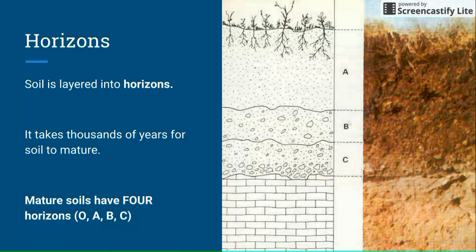So when we talk about soil, we talk about these things called horizons, because soil is layered into these different horizons. And it takes thousands of years for soil to mature. Mature soils, or areas of soil that have been present for a very long time, have 4 different horizons that we're going to talk about. The horizons are O, A, B, and C. Underneath that, there is another layer that we just call bedrock, which is larger pieces of rock.